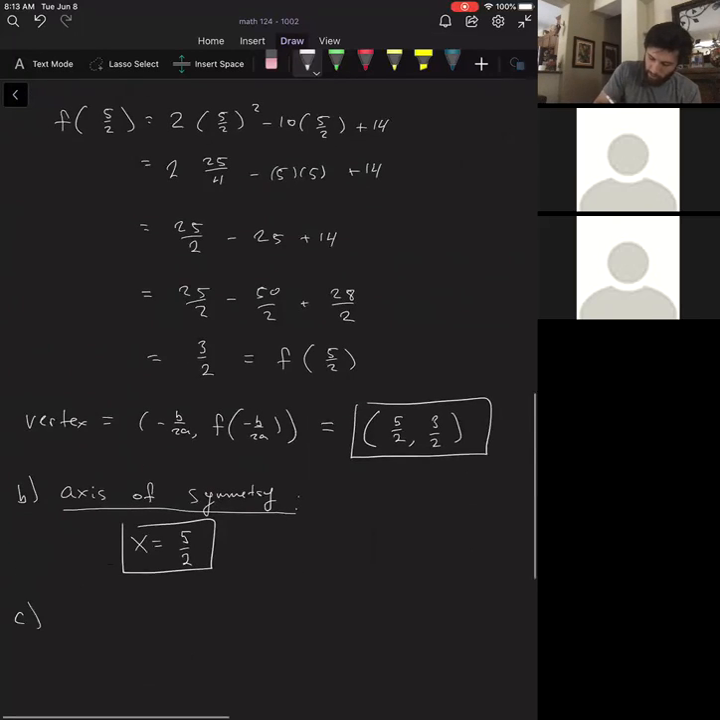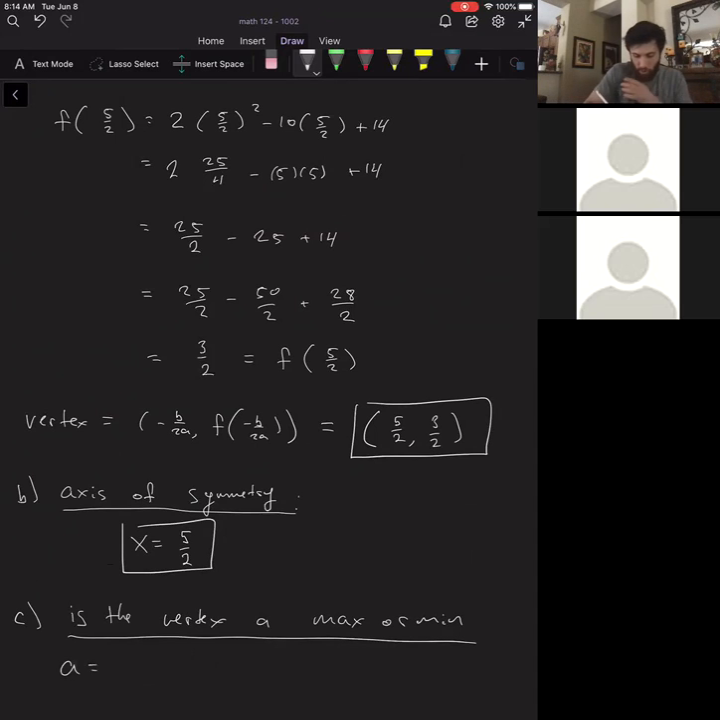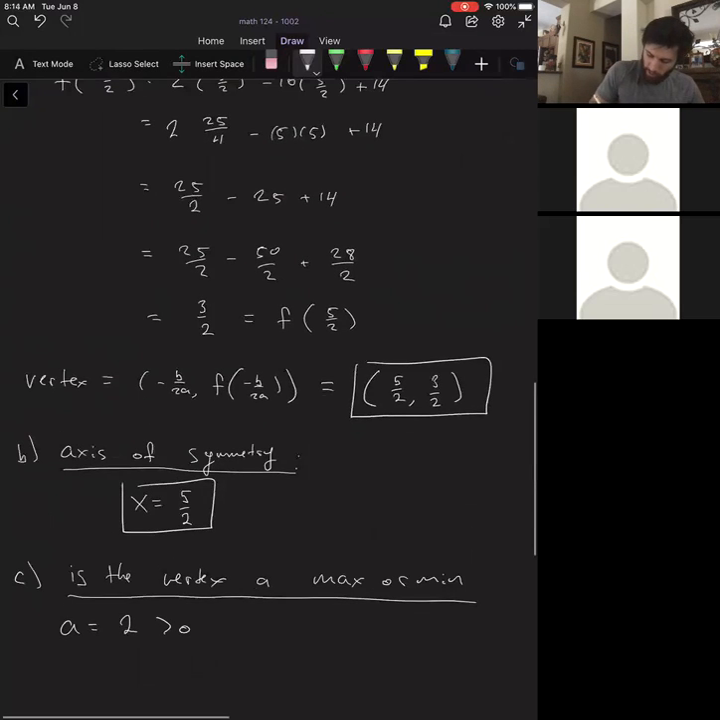Now, is the vertex a max or a min? Well, here our a value in this problem was 2, which is bigger than 0. And as we said previously, when the a value is bigger than 0, this implies a minimum. So it's going to be a min.